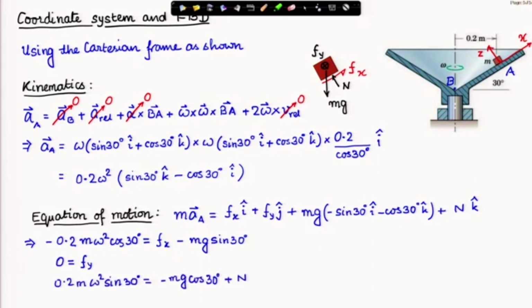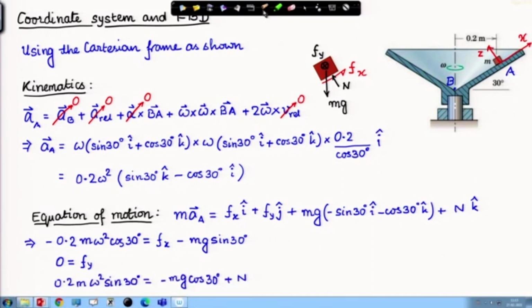Then comes the k cap equation. We have in the k cap direction here in the acceleration a term, mass times that term must be equal to all forces in the k cap direction. K cap direction, I have these two forces. So, that is the k cap equation.